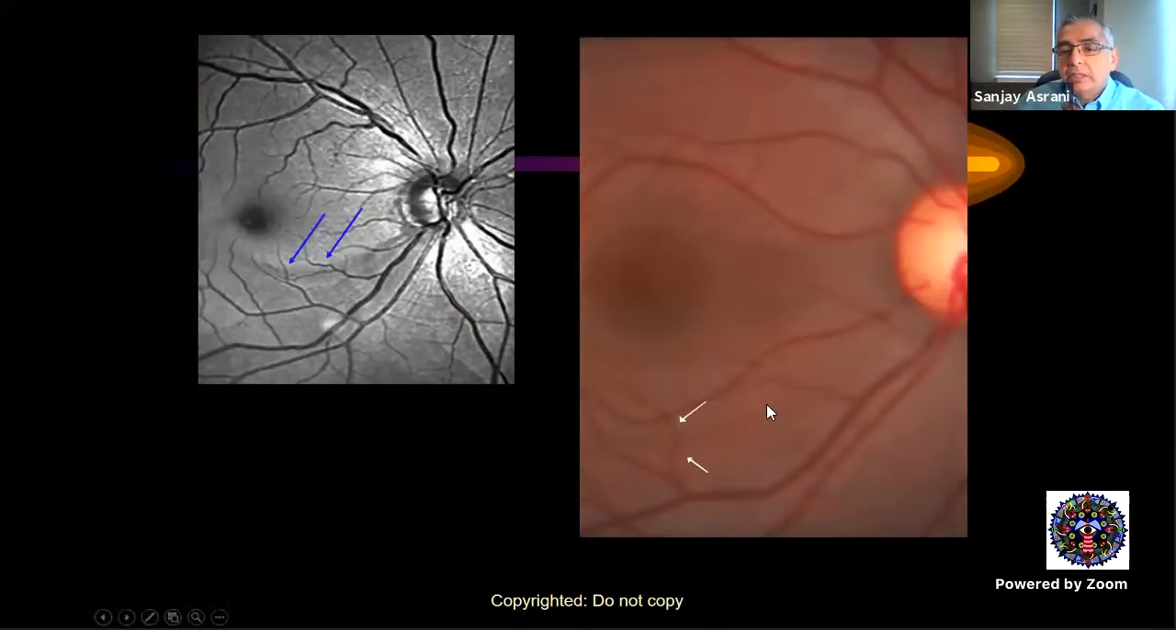These nerve fiber layer defects can sometimes be detected near the macula. You can see this nerve fiber layer defect here, and you can see this blood vessel going in and coming out. You can see all these blood vessels climbing out of the groove right here. You can see how this is very close to the fovea. This is typical of low pressure glaucoma. This is typical of high pressure glaucoma.